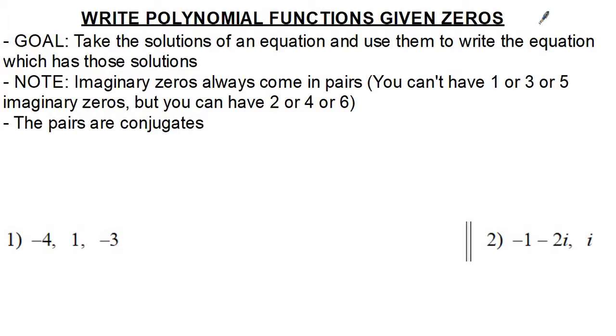Alright, in this video we want to learn how to do something called writing a polynomial function when they give us these zeros, when they give us the solutions. And the goal, here's the main idea. I'll give you a super simple example here.